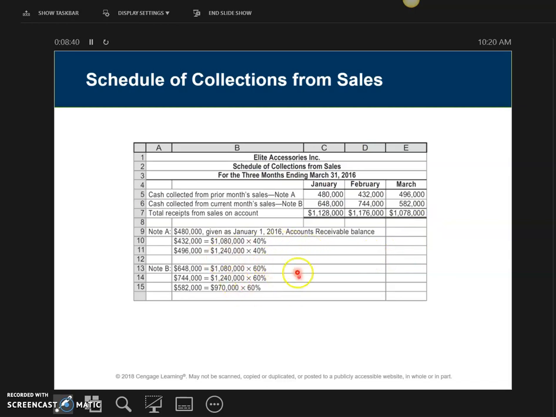So here's my little notes down here. This is kind of confusing. So this is how much money I will be receiving for each of these 3 months. Now we're going to stop and look at how much I expect to pay out in those 3 months. This is called schedule of collections from sales. Next, we're going to look at estimated cash payments.